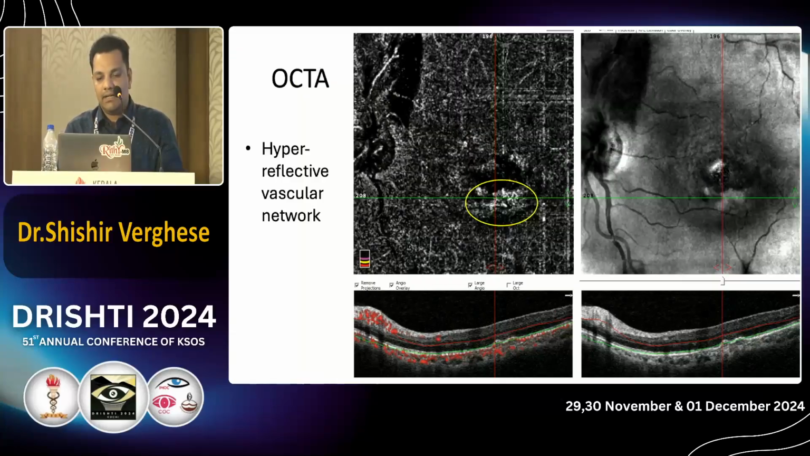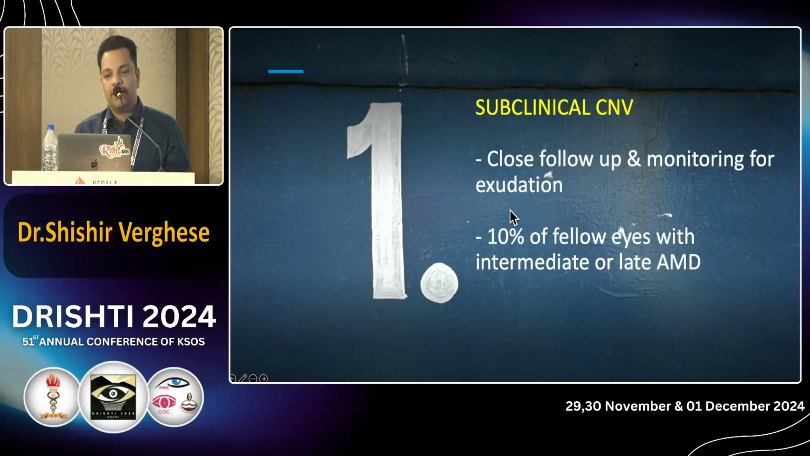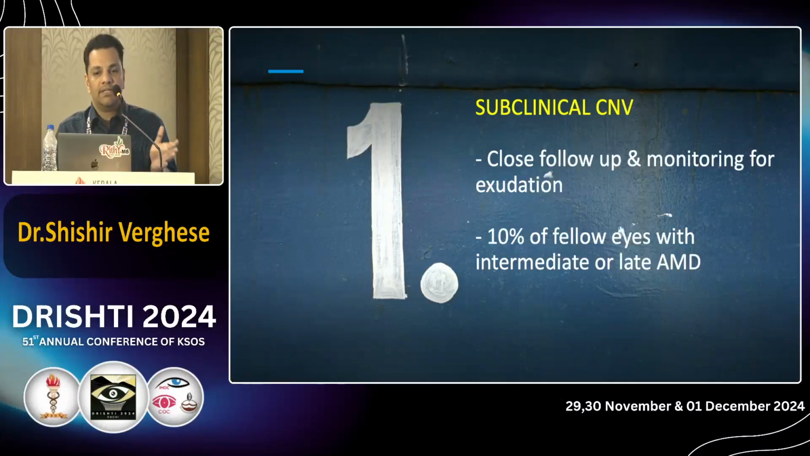And then when you do the OCTA, you can see this hyperreflective vascular network at the area of the RPE fit, where there should be no vasculature at all. And so we know that this is a subclinical CNV, and this patient requires close follow-up and monitoring for exudation. If the other eye has CNV, then 10% of the fellow eyes can progress to wet AMD if you don't follow them, so you have to warn the patient and follow them up very closely.